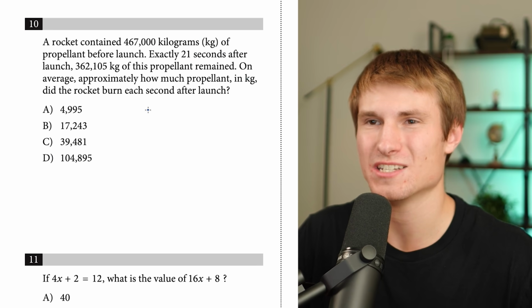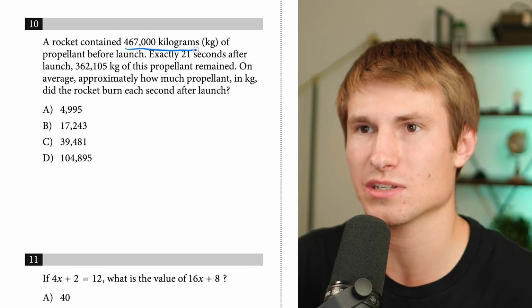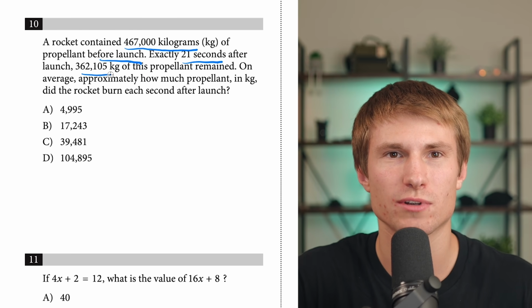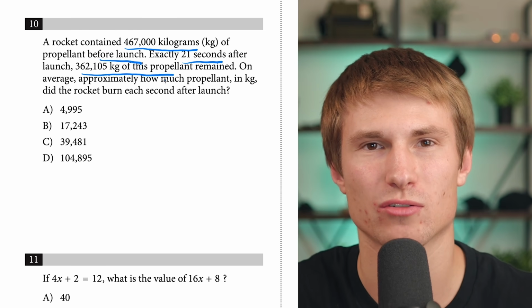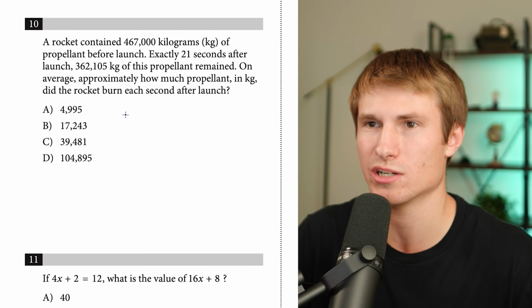Here's how to solve this SAT math question in under 60 seconds. Question 10 states a rocket contained 467,000 kilograms of propellant before launch. Exactly 21 seconds after launch, 362,105 kilograms of the propellant remained. On average, approximately how much propellant in kilograms did the rocket burn each second after launch?